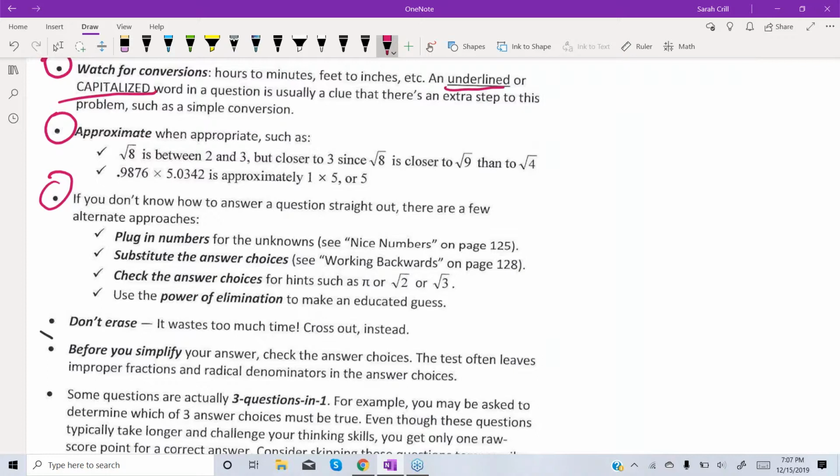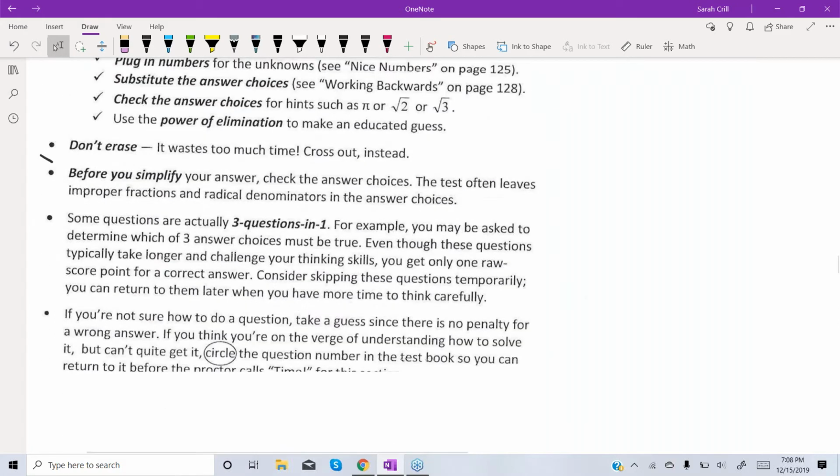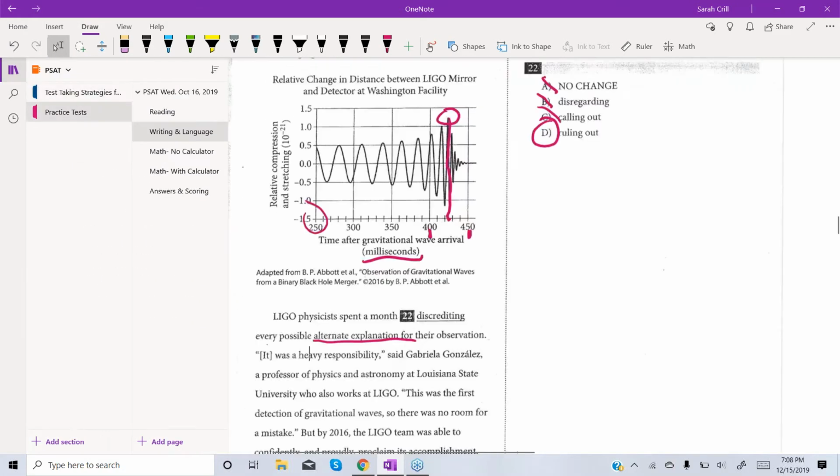So that means that you're just going to substitute the answer choices into the problem to test them out to see if they're correct. Or check the answer choices for hints such as square root or pi to make sure that you don't oversimplify the problem. Also use process of elimination to take an educated guess. All right, so let's move on to some sample math problems.